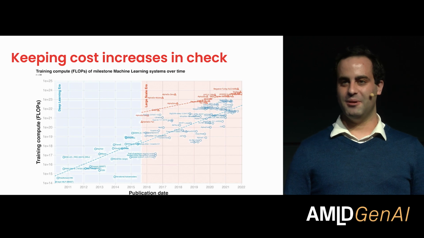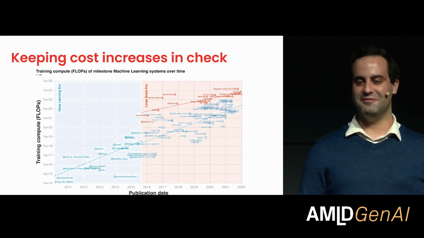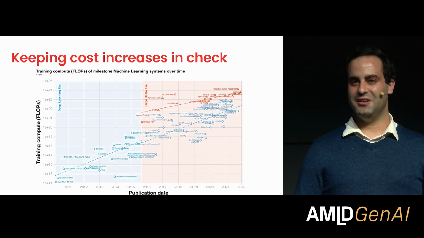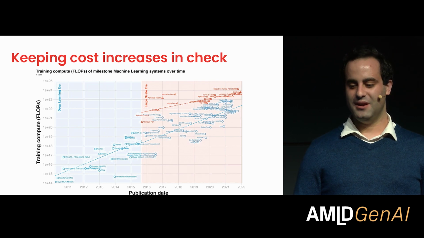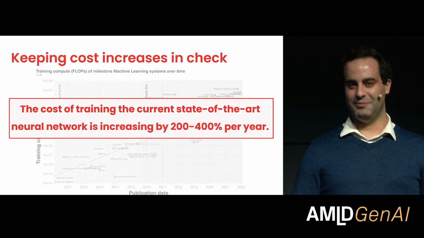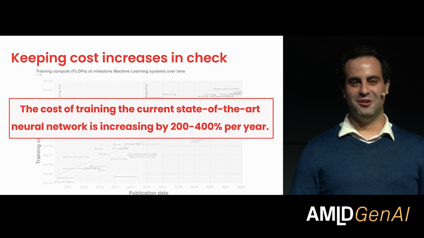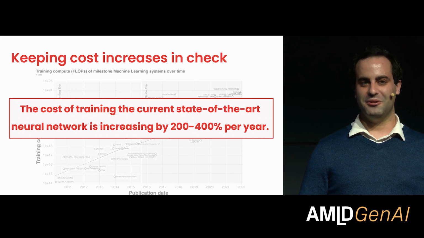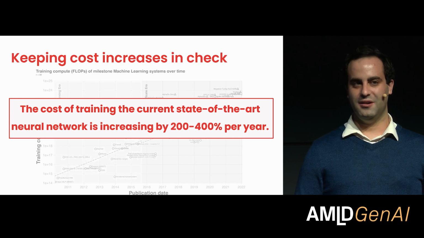This is a great chart that came out about a year and a half ago in a paper called The 3 Eras of Machine Learning, and it basically looks at the number of flops required to train whatever was the state-of-the-art network over time. And this is on log axes, so the cost is increasing exponentially. It's probably been increasing faster lately. But the takeaway is that training the current state-of-the-art model is increasing by about 200% to 400% per year. Moore's law was about 200% every 18 months. So this is going faster than Moore's law ever did back when Moore's law was still a thing.